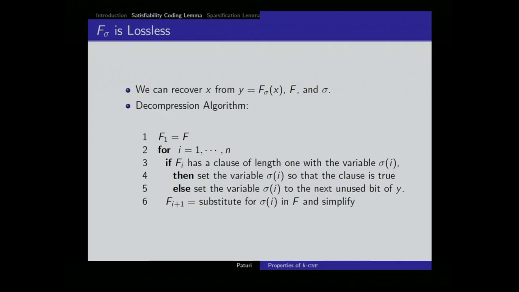Okay, sorry. I'm going to look at the variables in that order. And if the next variable has a unit clause in the restricted formula, then I'm going to set that variable to the appropriate value. And if there is no such unit clause, then I take the bit from the compressed string, and I will set that bit.